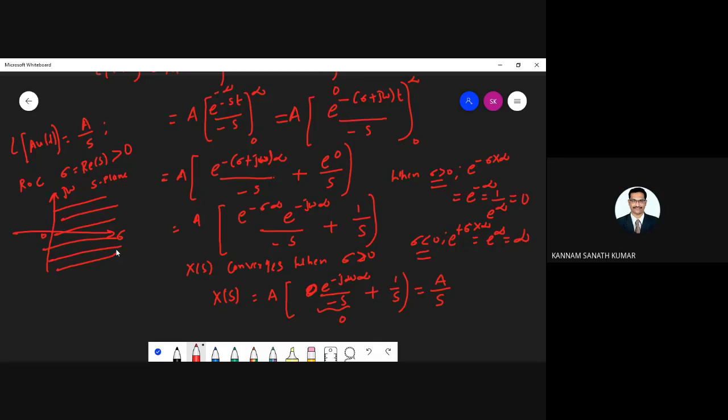No. Real part of s is greater than 0, not s greater than 0. Real part of s is greater than 0. Real part of s is nothing but sigma.